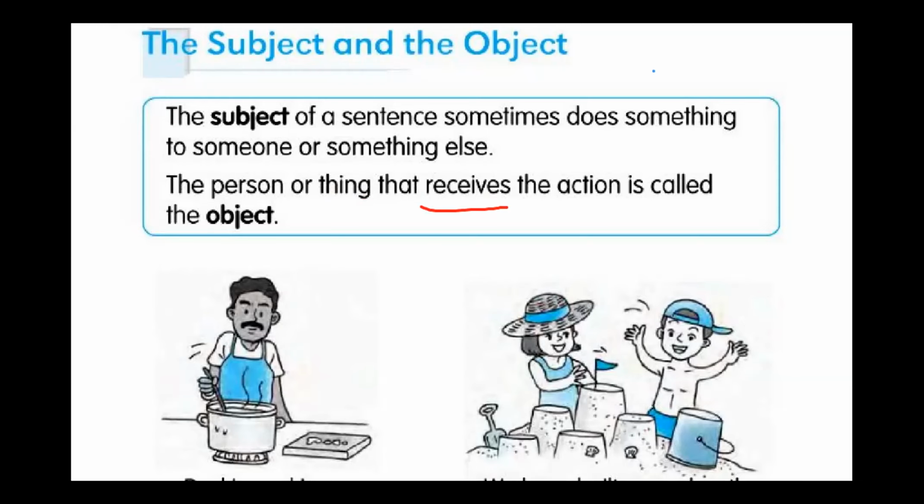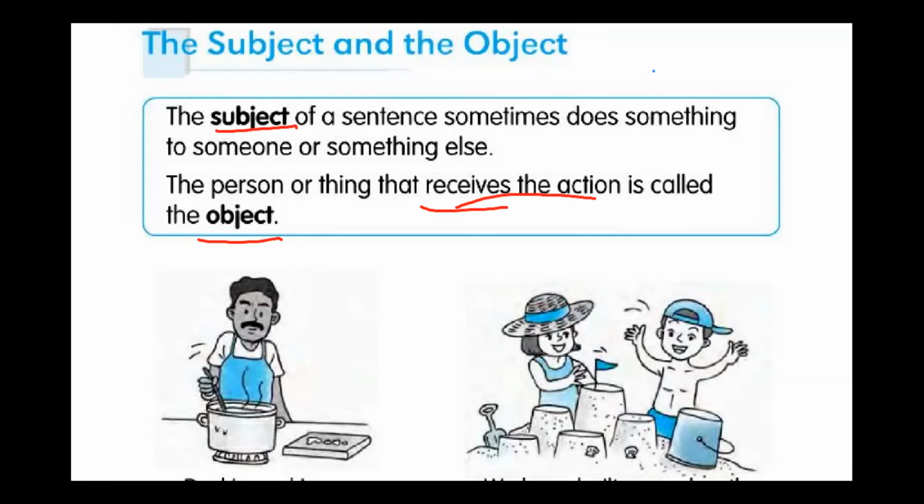Sana is sleeping. Sleeping is the verb. If I add in her bedroom, in the bedroom will become the object. So, the person or thing that receives the action, जो action को receive करता है, वो object होता है. और जो action perform करता है, वो subject होता है.